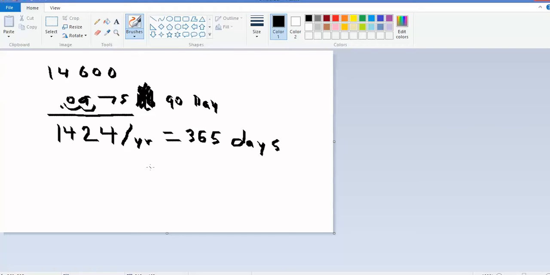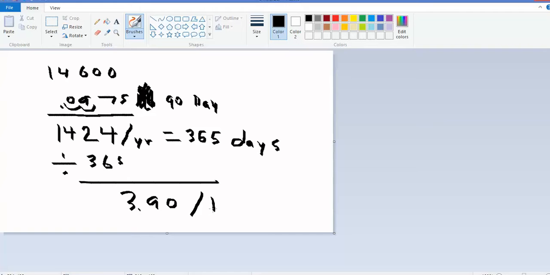So, an easy way to deal with this is you can take 1,424, divide it by 365 days, and see what our amount is. We got 1,424 divided by 365 days gives us $3.90 roughly per day. Okay, this is per day. This is how much interest is earned per day. Okay, we'll come back to this in a second.